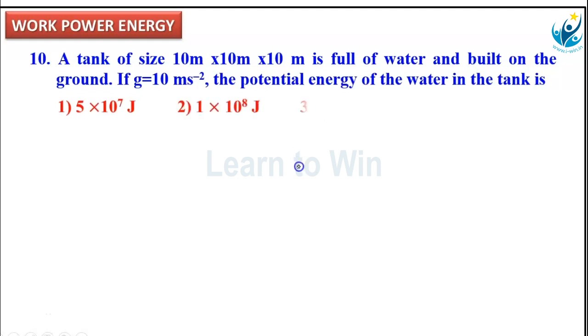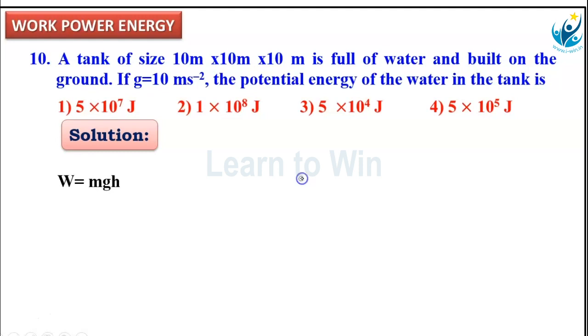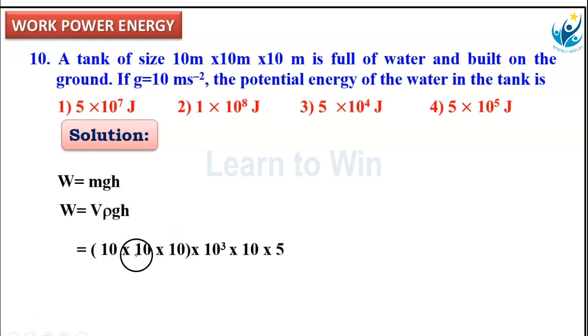The given options are these four. Now the solution. What we are going to find is potential energy, mgh. Here mass is not mentioned directly, but volume is given, 10 meter into 10 meter into 10 meter. In terms of volume and density, mass is volume into density, so potential energy is volume into density into g into h. Volume is 10 into 10 into 10, density of water 1000 kg per meter cube, g is 10. Height is actually 10, but we calculate with the center of mass, which is located at half of the 10 meter, that's why here 5. Then it is equal to 5 into 10 power 7 joule. This is the work done, stored as potential energy. That is 5 into 10 power 7 joules is the answer.